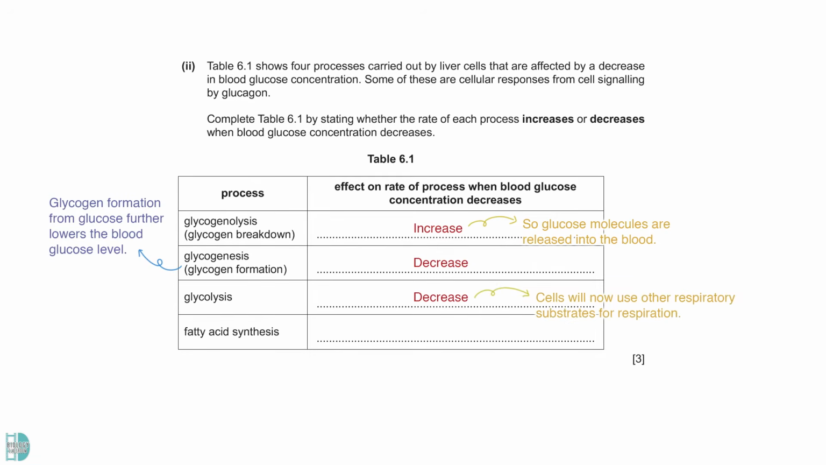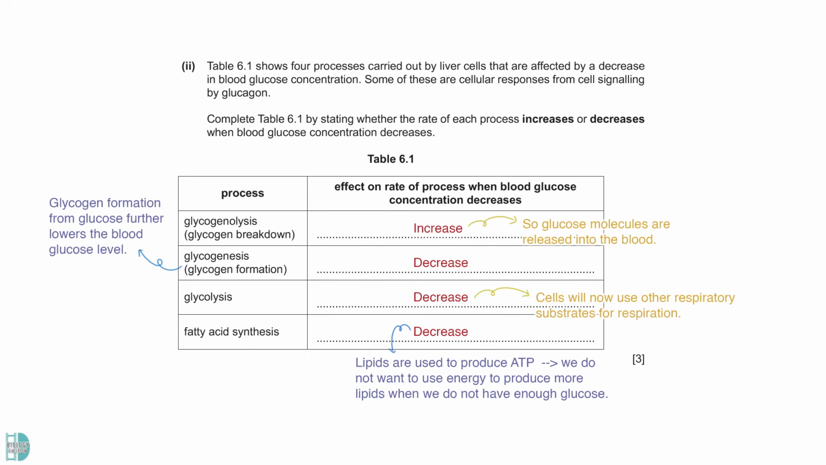Glycolysis decreases because cells will now use other respiratory substrates for respiration, as glucose concentration is low. Fatty acid synthesis decreases because lipids should be used to produce ATP at this moment. We do not want to use energy to produce more lipids when we do not have enough glucose.